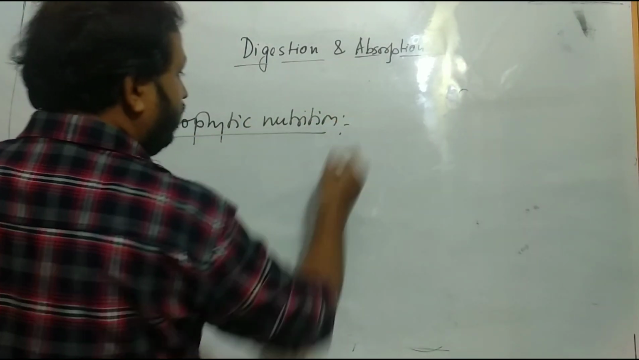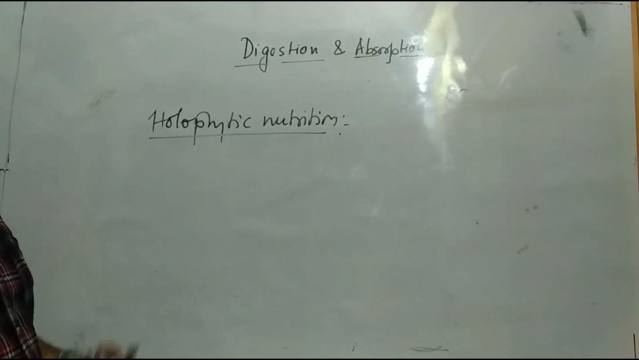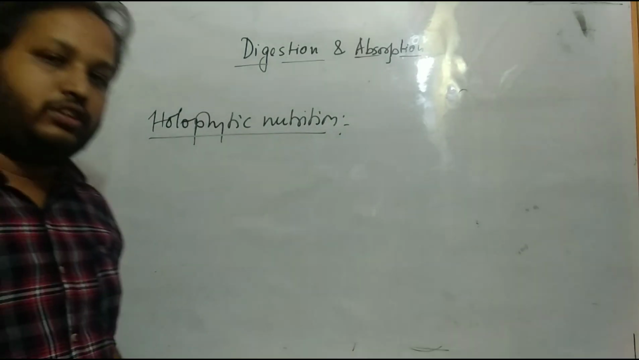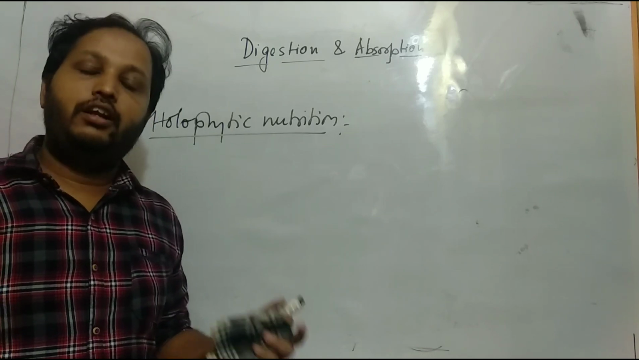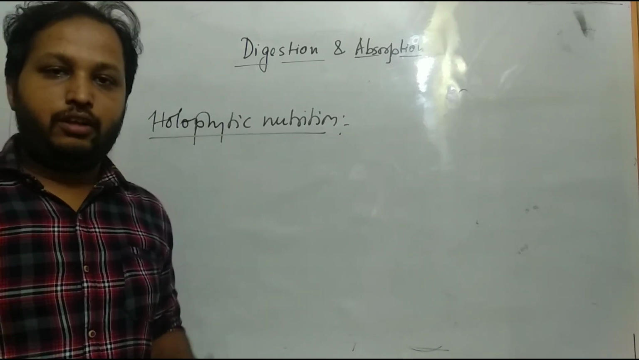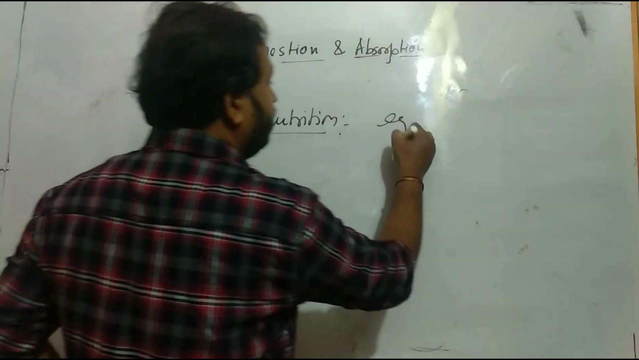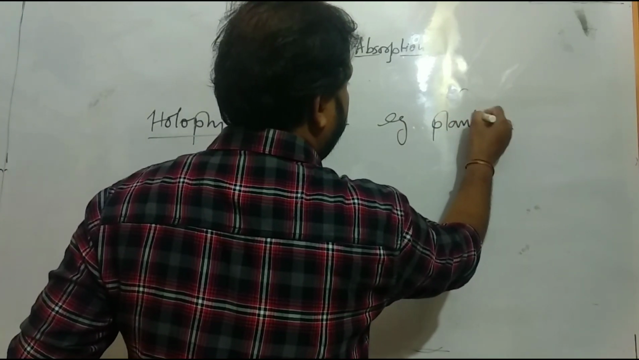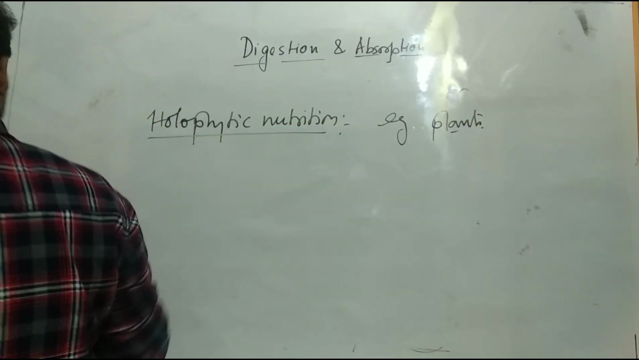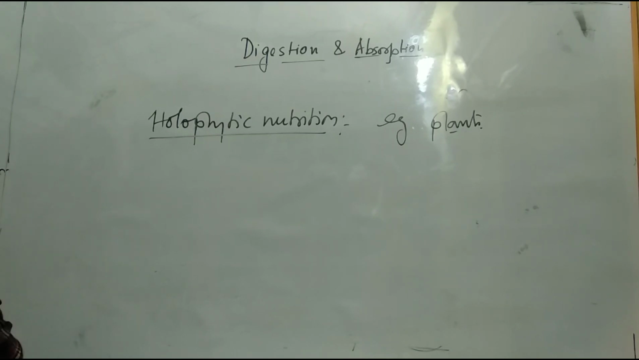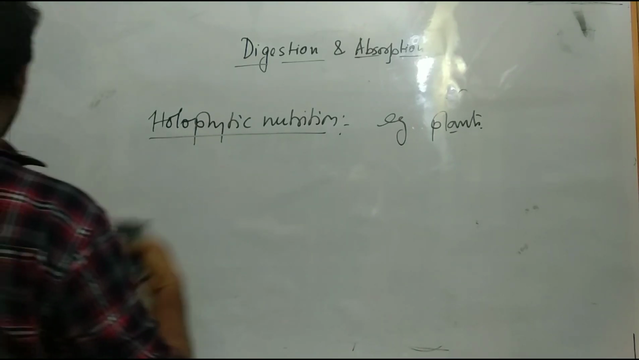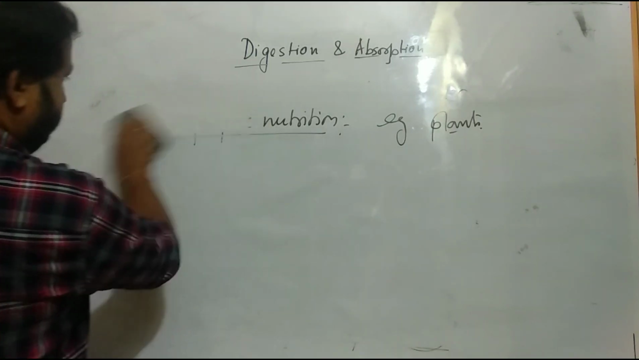These organisms manufacture or prepare their own food by the process of photosynthesis. They are not dependent on other organisms for their food. Example is plants. Okay. Now I move to the next one, called the insectivorous nutrition.